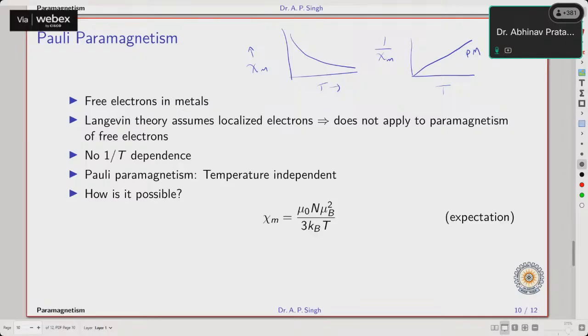But in case of Pauli paramagnetism, if you look at the magnetic susceptibility versus temperature, it is almost constant. That means it is not changing with temperature. So why that happens and when that happens, that is what we will discuss next. So let us talk about Pauli paramagnetism.